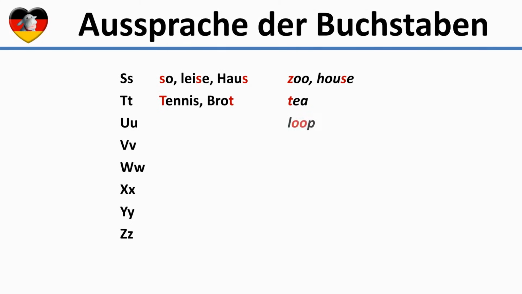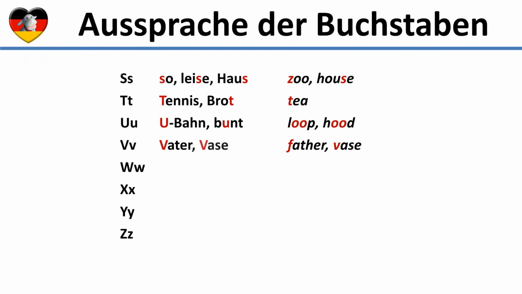U is pronounced like double O as in loop when it's long, U-Bahn. It's pronounced like double O as in hood when it's short, bunt. The letter V can be pronounced like F as in Vater, or like a V as in Vase. The next letter, W, is always pronounced like the letter V in English, Wann, Löwe.